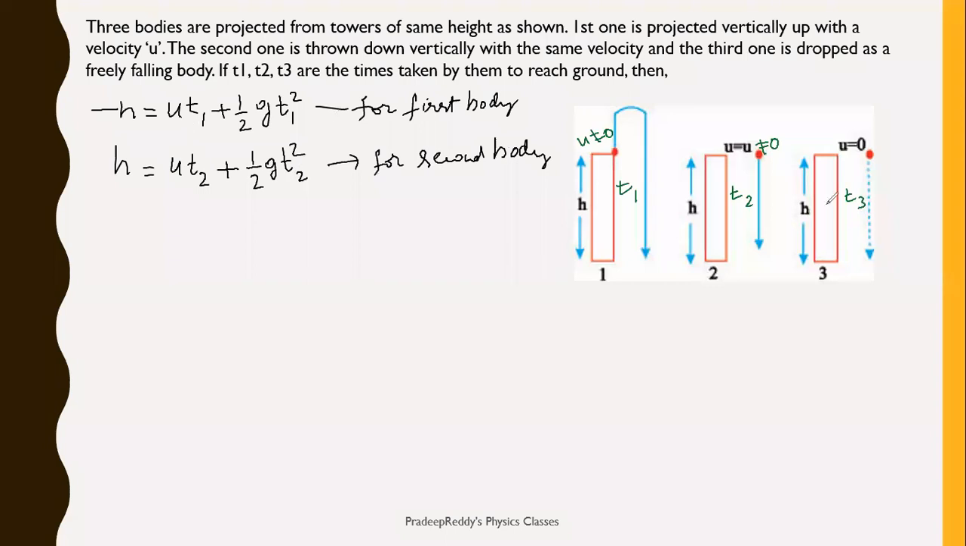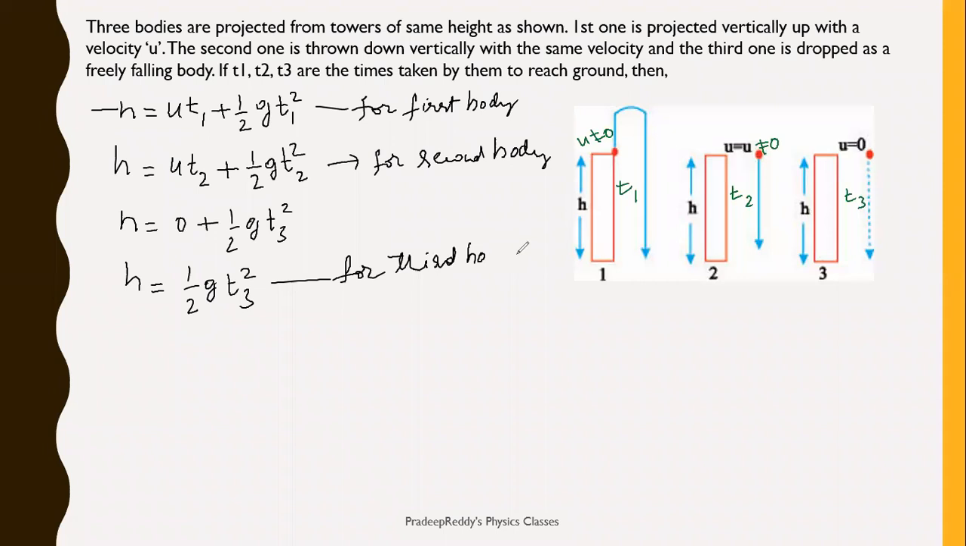Right, coming to the third one, we have h is equal to, what is the initial velocity for this body? For the third body, it is 0. I'll just substitute that 0. 0 plus half g into T3 square. Therefore, h is equal to half g T3 square. Okay, this is equation 3. This is for the third body.